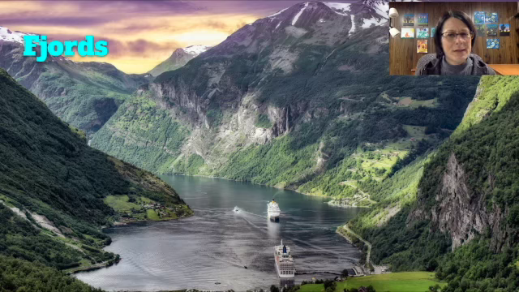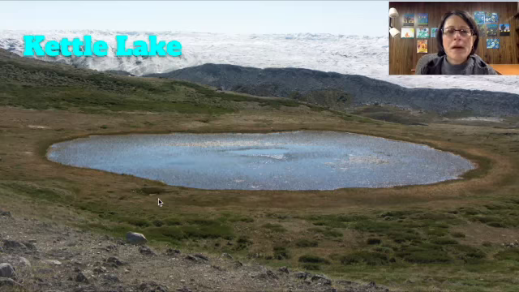Now, you don't find these here, but this is a fjord, and this is a U-shaped valley that has gone to the ocean. These are common in Alaska and in the Scandinavian countries. Okay, so this is a U-shaped valley, and you can see that there is water here and it leads out to the ocean.